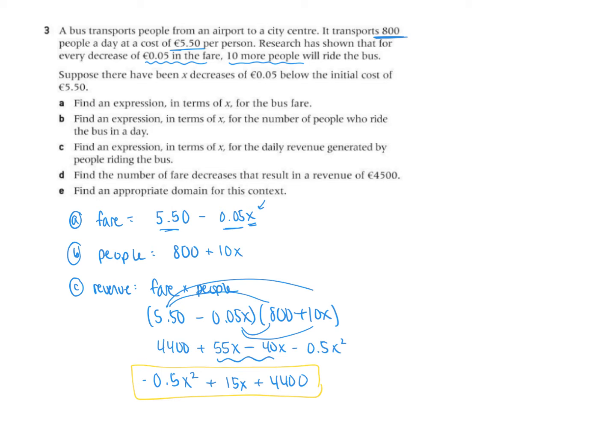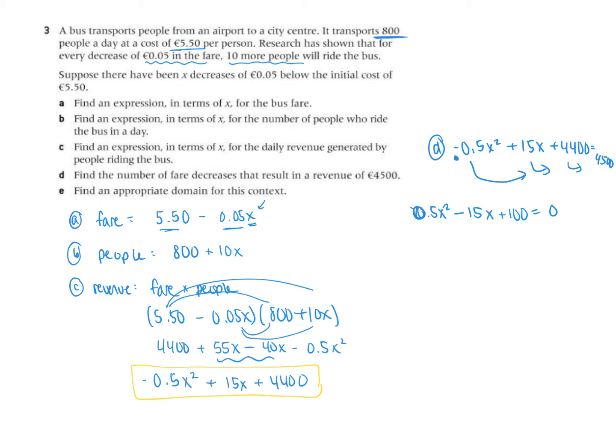Now in part D, it says find the number of fare decreases that would result in a revenue of 4,500. So I need to set this equal to 4,500. Since this begins with a negative, I'm going to move all of this to the right side. So I'm going to add 0.5x squared over, subtract 15x over, and subtract 4,400, which would leave me with 100. And now that's equal to 0. So basically, we need to solve for x.